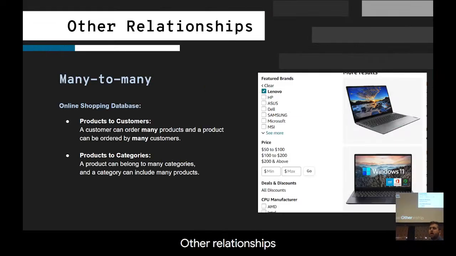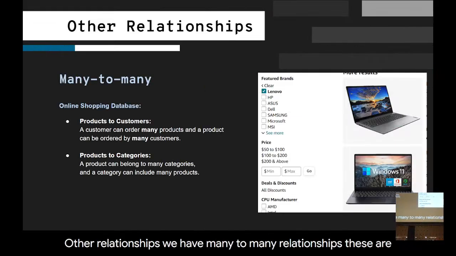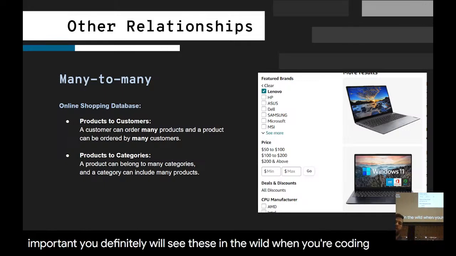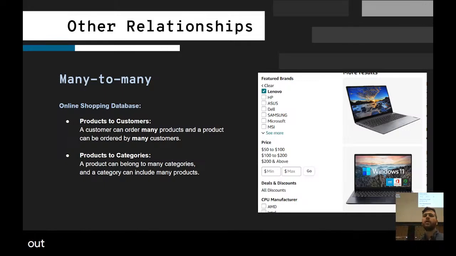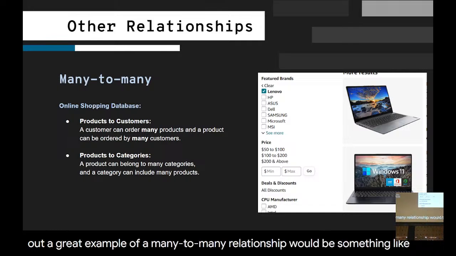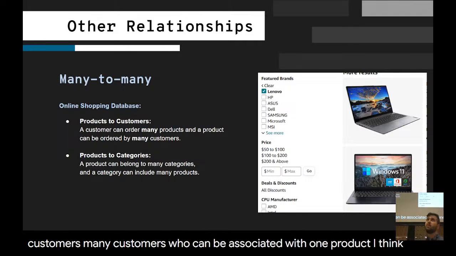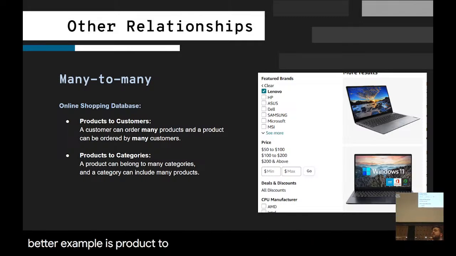Other relationships. We have many-to-many relationships. These are really important. You definitely will see these in the wild when you're coding projects out. A great example of a many-to-many relationship would be something like products to customers. One product could be associated with many customers, and many customers could be associated with one product. I think a better example is product to categories.